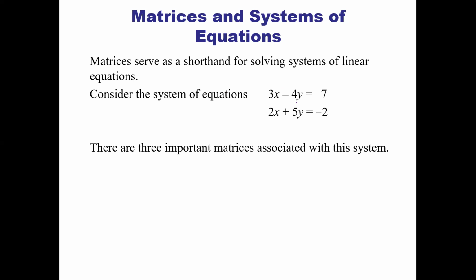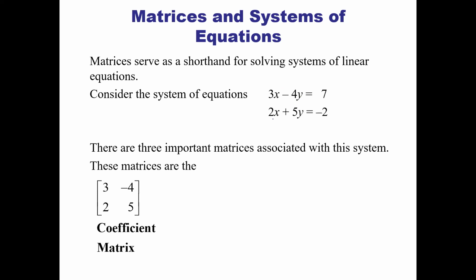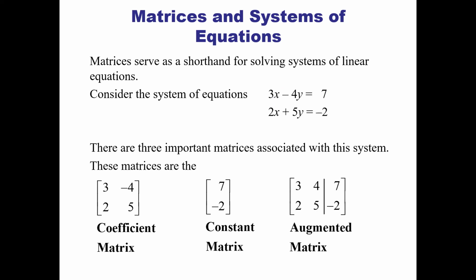Now there are three different types of matrices we can use with this. We can have just the coefficient matrix: the 3, the -4, the 2, the 5. We can have the constant matrix, which is the right side, what it's equal to, 7, -2. And we can have the augmented matrix, which is both of them combined. So basically we're taking this and this one, shoving them together and putting a straight line between the two sides.